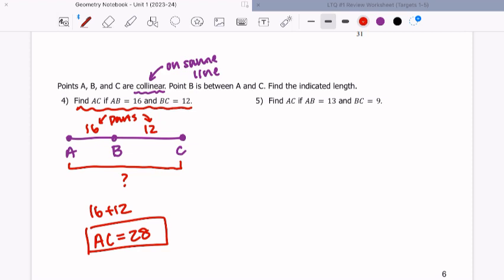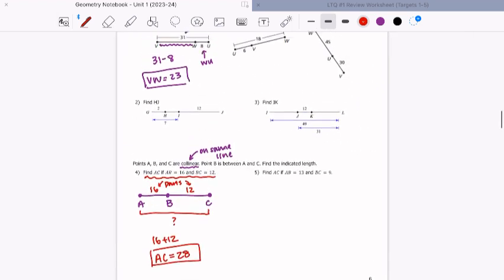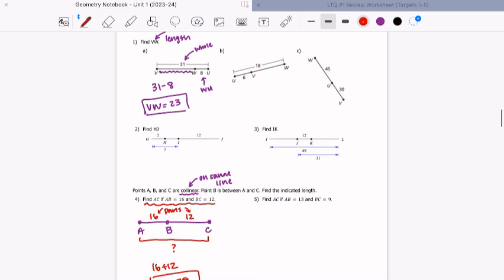Okay, we've done a couple of examples together. If you want to go ahead and try the other ones, you definitely can do so, but we will go through the rest of those in class.